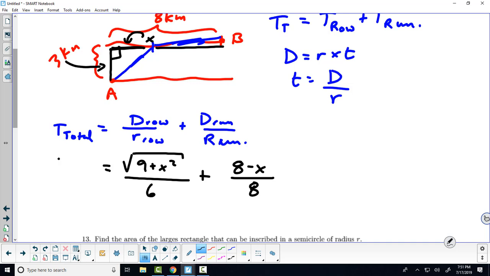So now we've got the total time as a function of the variable x. So you tell me where you land, and I'll tell you how long it will take for you to do the whole route.